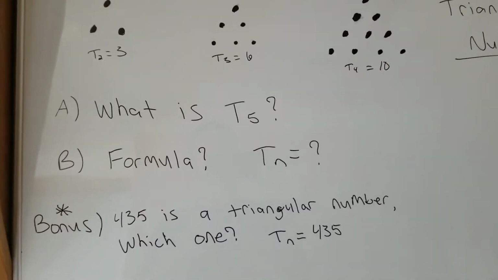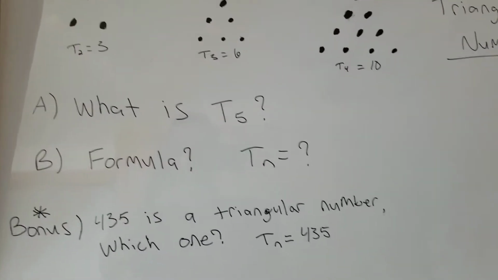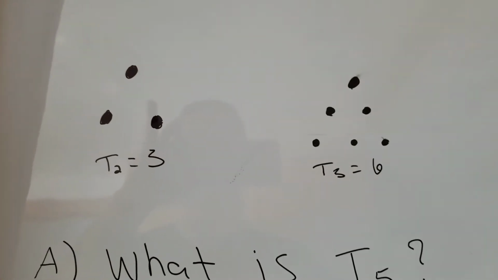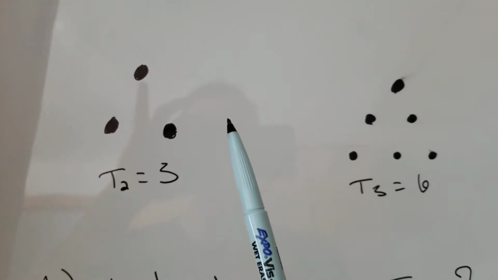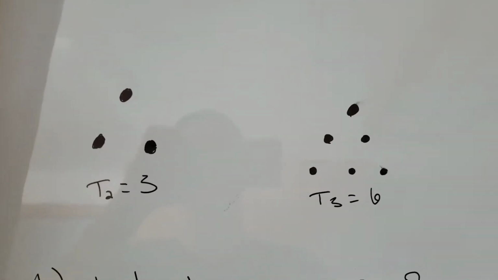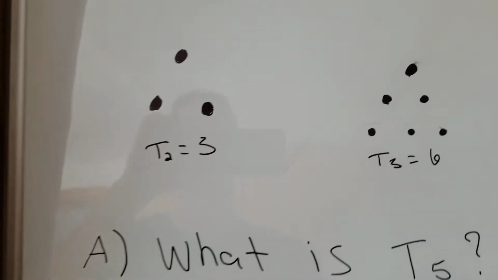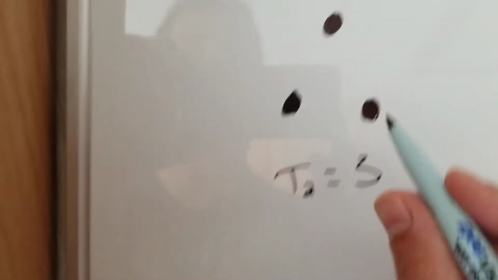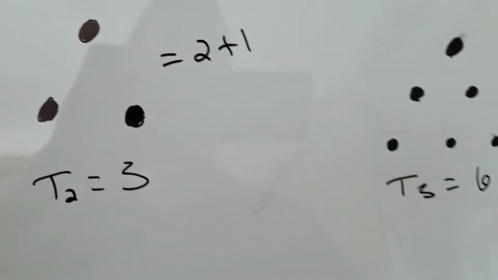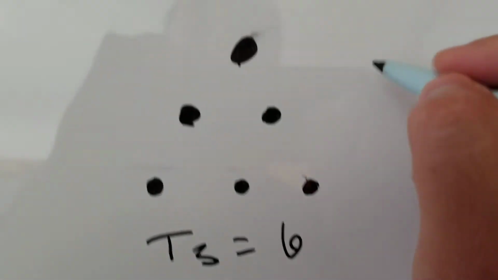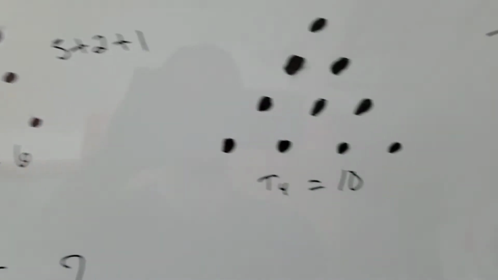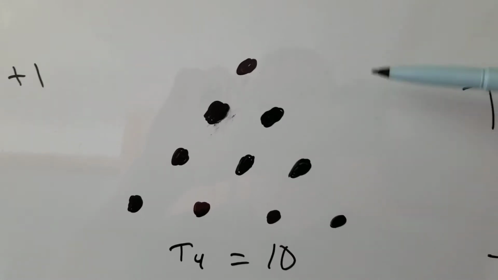But the idea was to think deeper about the pattern and recognize that each of these ends up being our base number plus 1 minus that base number, up until we get to 1, really. So this has a base of 2, and this ends up being 2 plus 1. Here we've got a base of 3, and the total number of dots is 3 plus 2 plus 1. Same here, we have 4 plus 3 plus 2 plus 1.